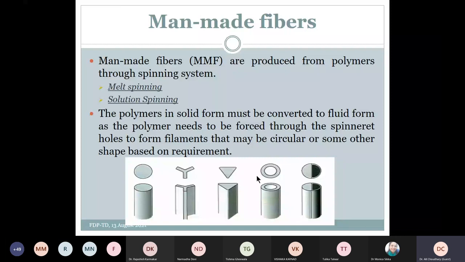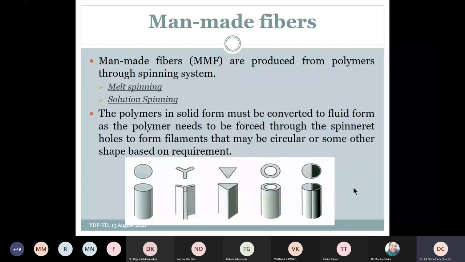So here you can see the spinneret, this is the cross section of the spinneret. Initially all the solid polymers must be converted into fluids, and then these fluids are forced through the spinneret, and after the spinneret the fiber or filament emerges, and is then given a process of cooling, then drying, especially filament drying, and then we are able to wind the filaments. So this is the overall view of the production of man-made fibers.